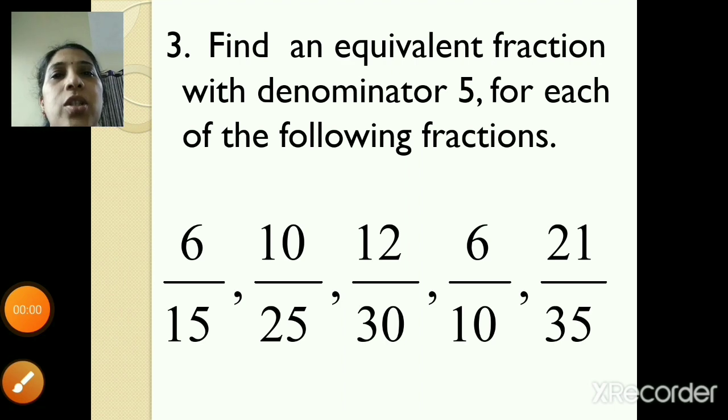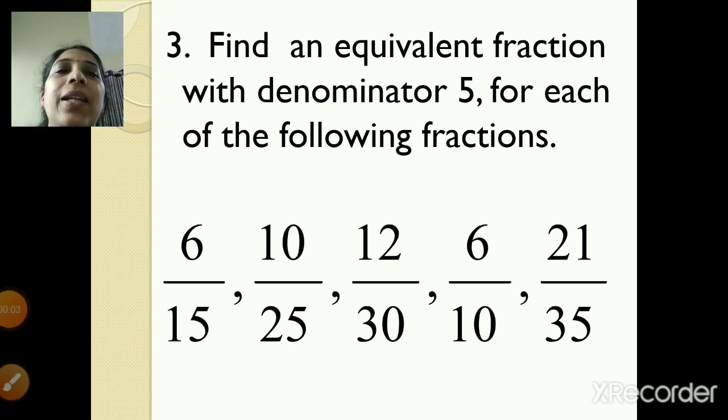Move to the third question. Find an equivalent fraction with denominator 5 for each of the following fractions. 6 upon 15, 10 upon 25, 12 upon 30, 6 upon 10 and 21 upon 35. So this is the same way as you have done the second one. But in the second sum, what was given? Denominator 18 was given. And here the denominator is given as 5. So we'll take one fraction and find out.